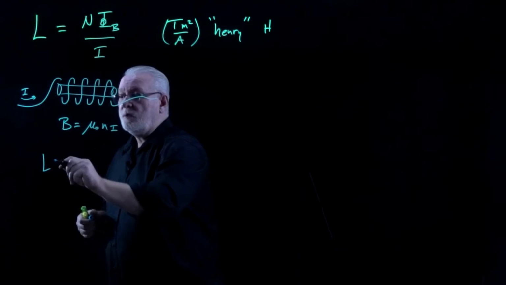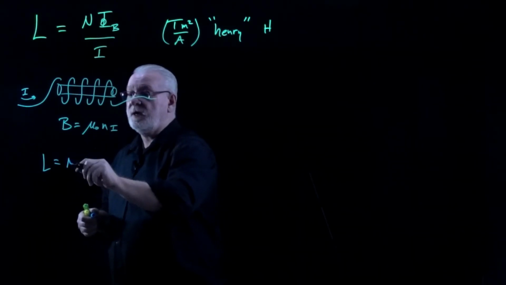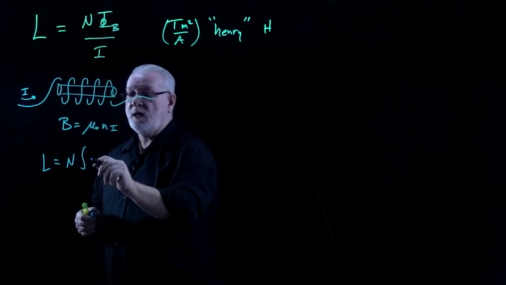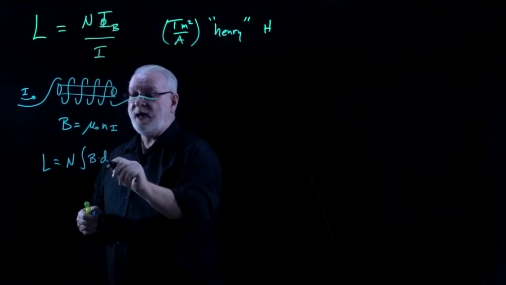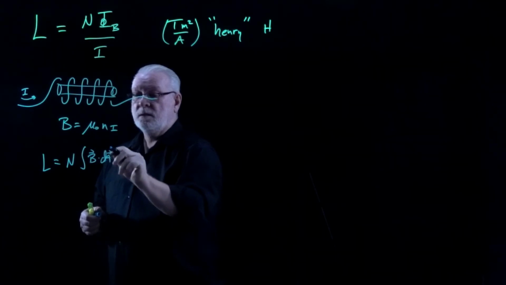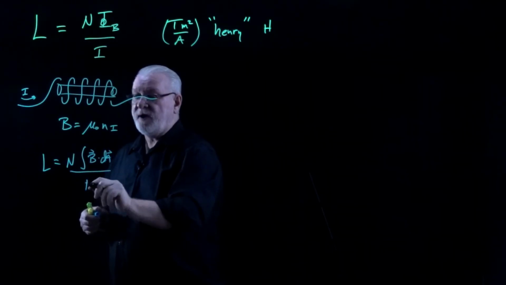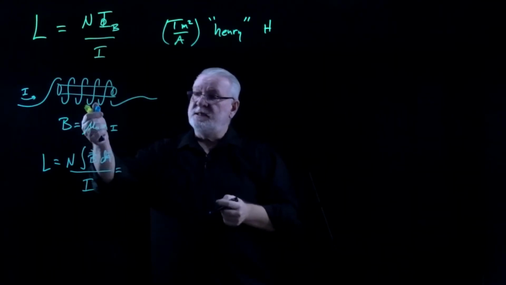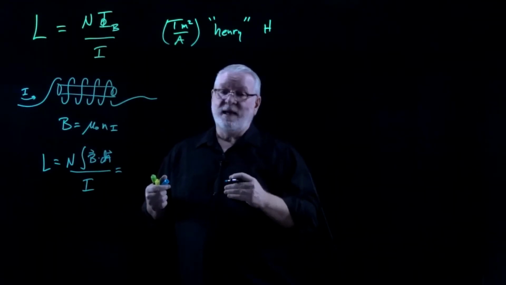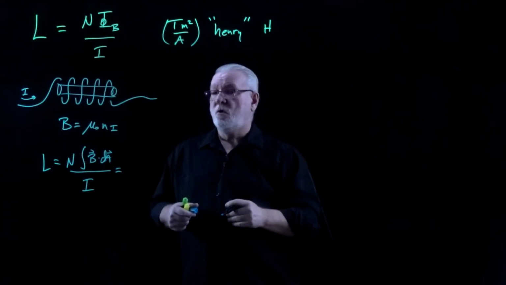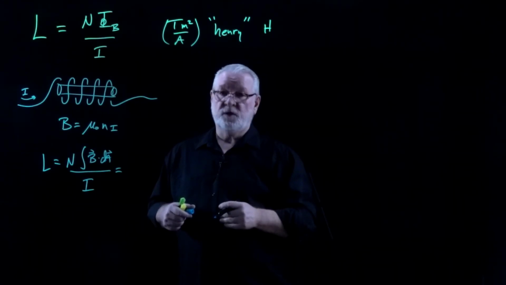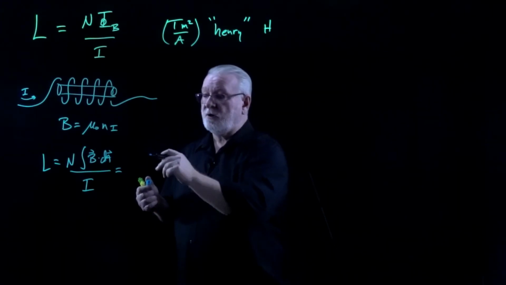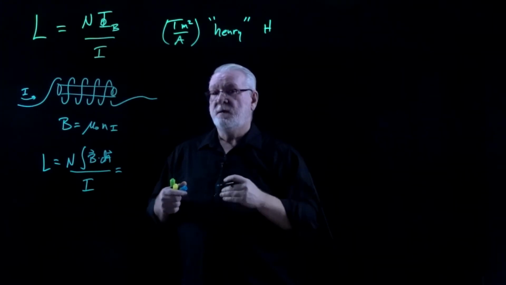L then would be equal to N, the number of coils in the inductance coil, times the flux, which is the integral of B dot dA. And then all of that would be divided by the current. Well, the integral of B dot dA, at least for a solenoid, the magnetic field is constant right down the core of the solenoid. It's only a function of the current, but it's not a function of the cross-sectional area. So that integral in the numerator just becomes B times A.